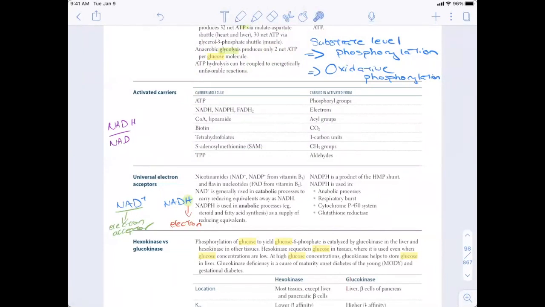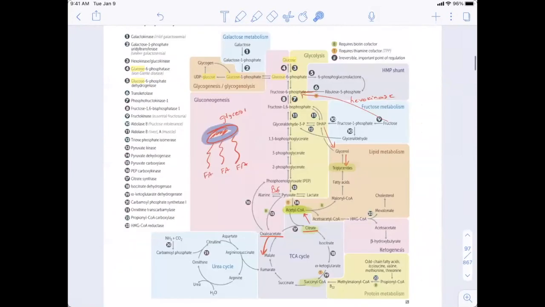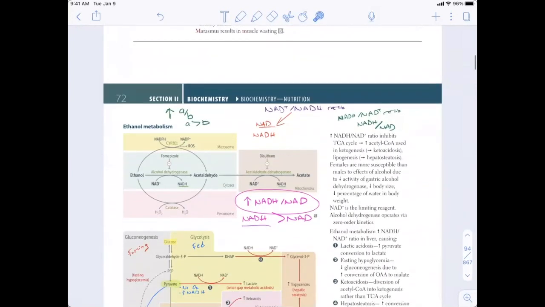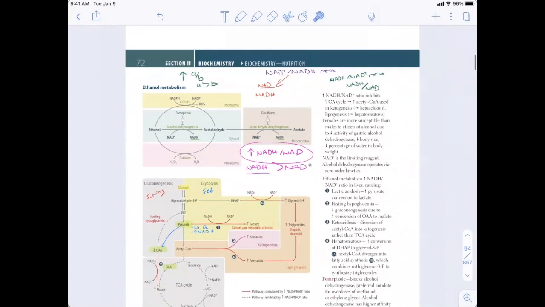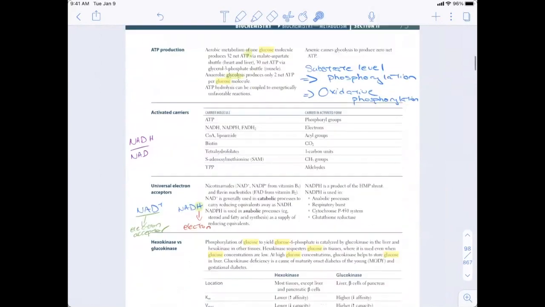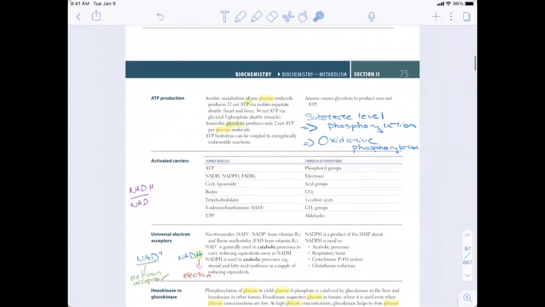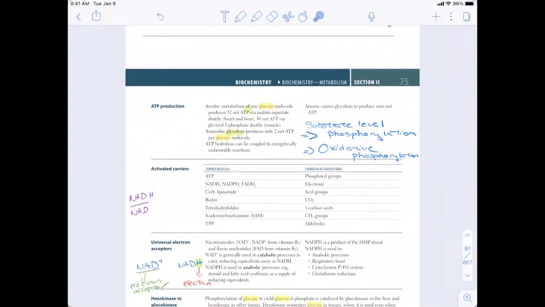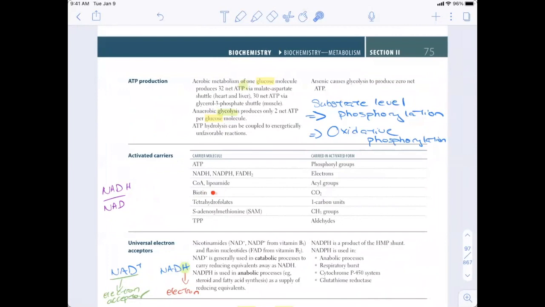So what you have to know as we go forward is, what are the metabolic reactions that require NAD? And what are the ones that require NADH? There's going to be differences there. Some of it is up here. I'll come back to that very soon. But I just want to give you guys an introduction. And the rest of this stuff is just straightforward. Just know each of the carrier molecules and what they carry. Like biotin carries your CO2, your tetrahydrofolates carry your carbon units, and all that.